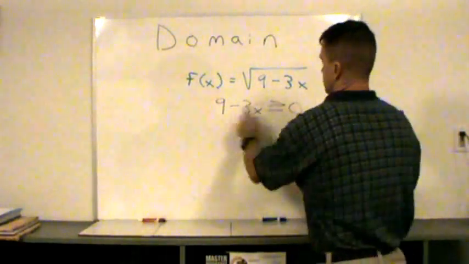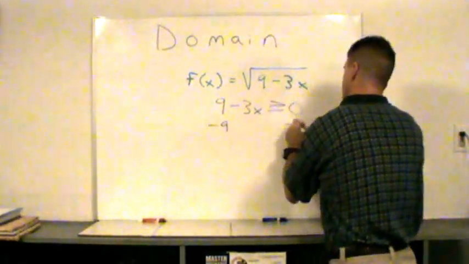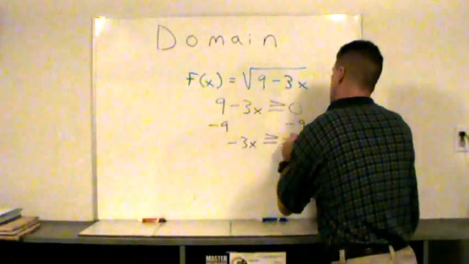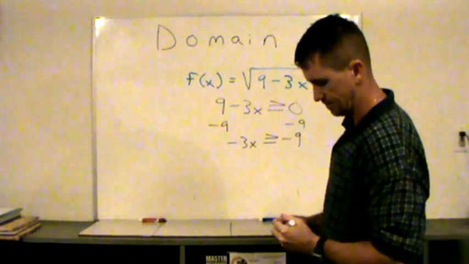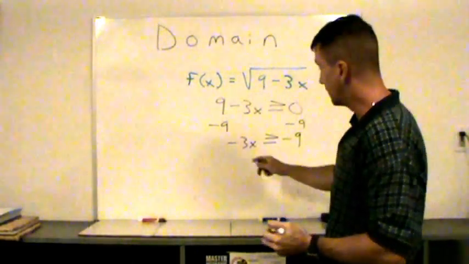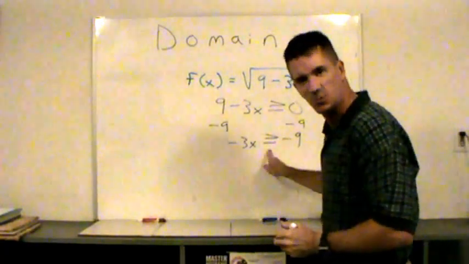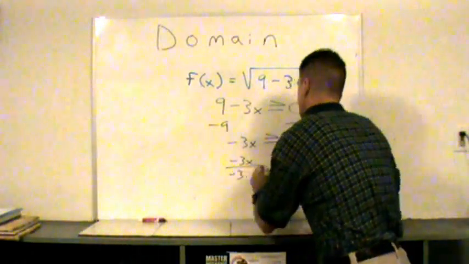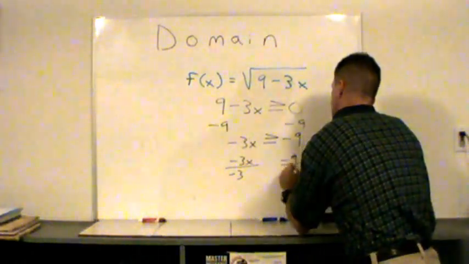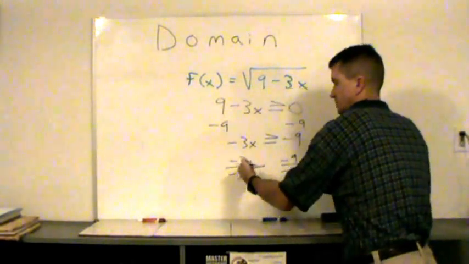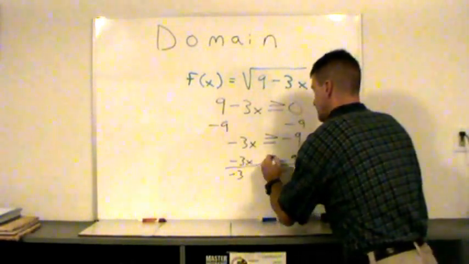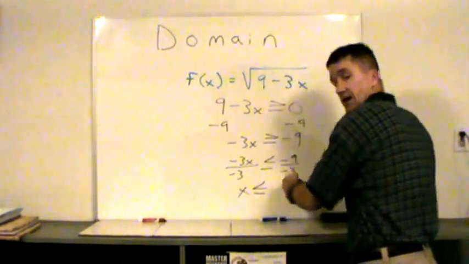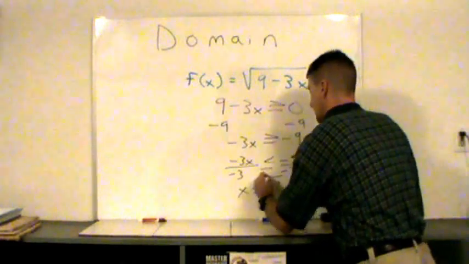Subtract a 9 on both sides. I have negative 3x greater than or equal to negative 9. What do you do if you divide by a negative 3 on both sides of an inequality? You have to switch that direction. So when I divide by negative 3, so that I'm isolating that x, I have to switch this direction. So x will actually be less than or equal to a negative divided by a negative, positive 3. That's your domain, right there.